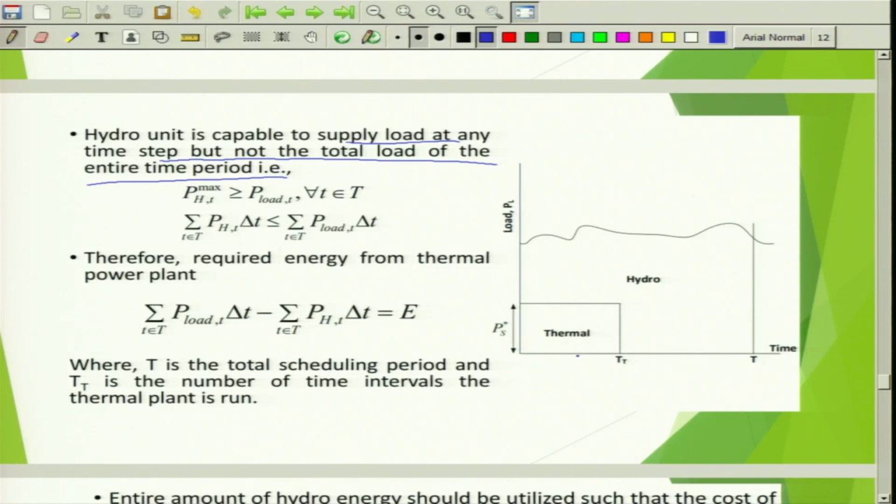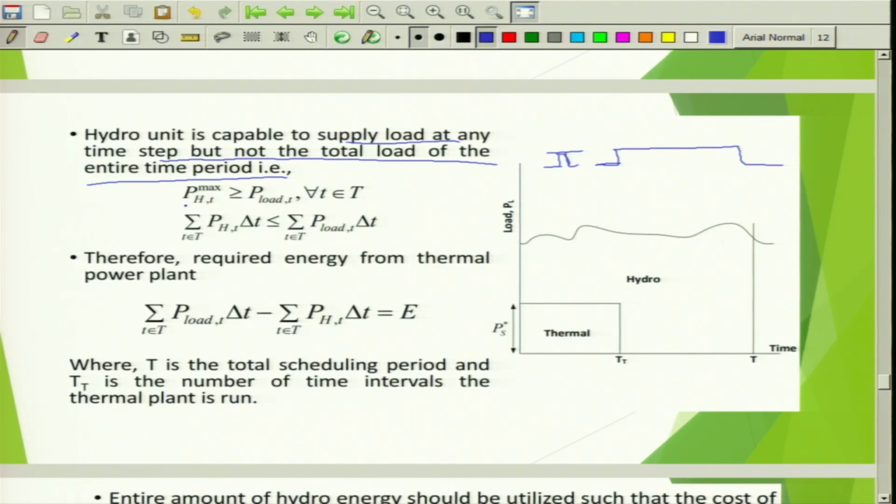That means, let us say at any given point of time there is a time sample. Just take one time sample, one time duration. Whatever the load demand is, the hydro may be able to meet the load demand, but the hydro may not be able to cover the complete load demand over the complete time range. So it is not sufficient, and it needs the assistance of a thermal power plant.